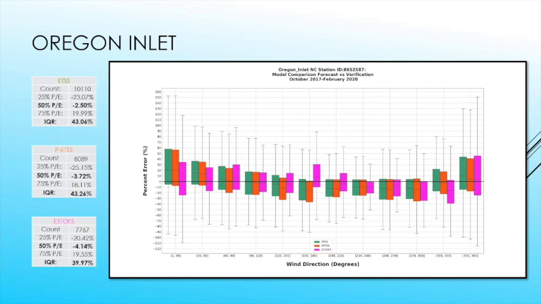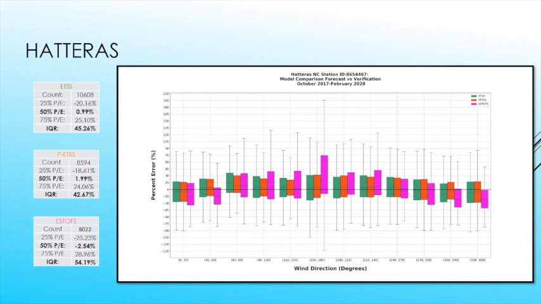What's pretty cool here is you can actually, based off wind direction, see all three of the models tend to over forecast when you have a northerly wind direction and actually under forecast when you have a southerly wind direction. For Hatteras, you can see the ETSS and the PETs in the mid to low 40s from an IQR, SDOF a little bit higher, coming into the mid 50s, while the SDOF tends to under forecast for Hatteras, and the ETSS and PETs tend to over forecast slightly.